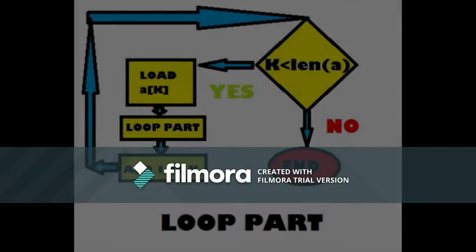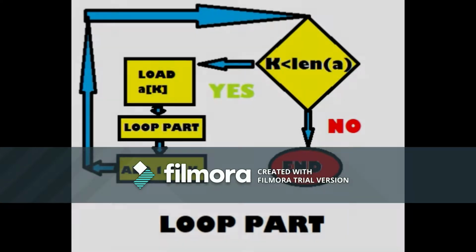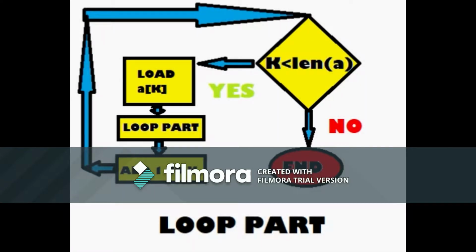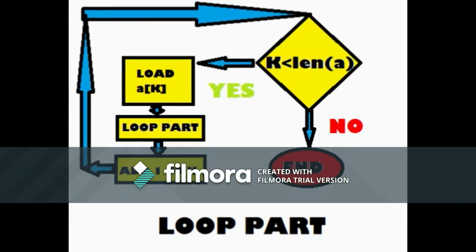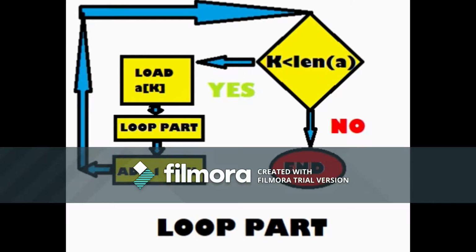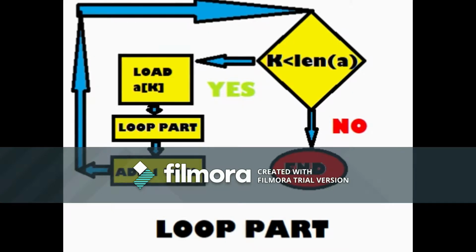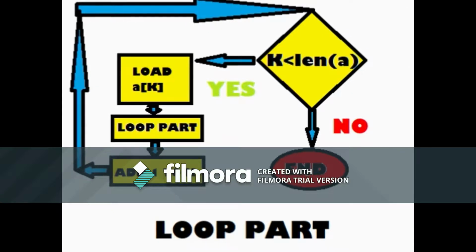The decision box you are seeing out there, it's a while loop. It checks whether k is lesser than length of A. That is because Python follows a zero-based indexing system. If k is lesser than length of A, the yes part of the loop runs. It loads the value in the list A in the place k.